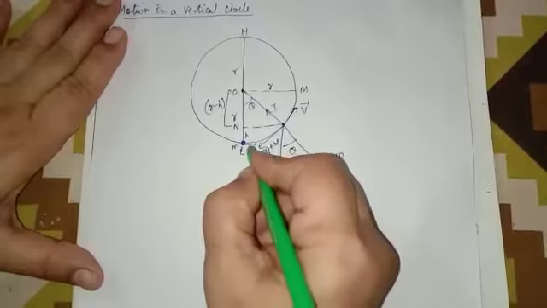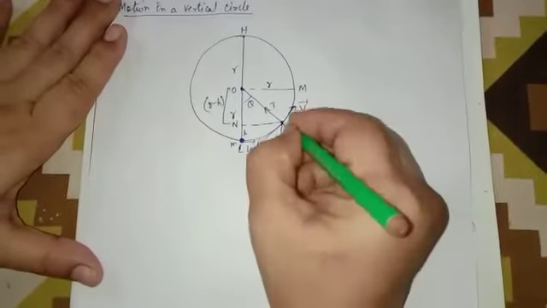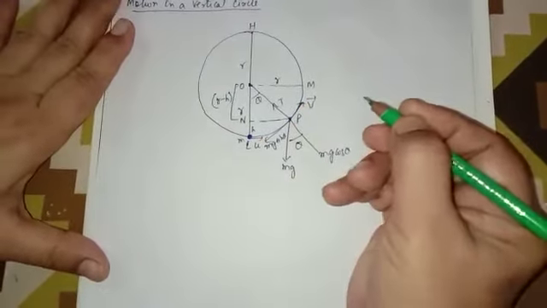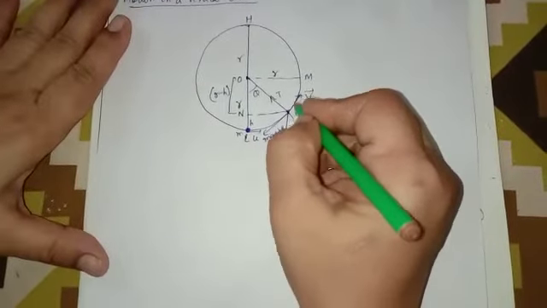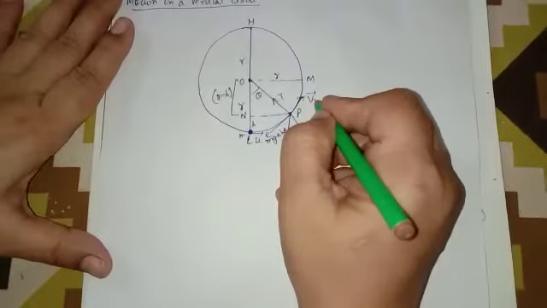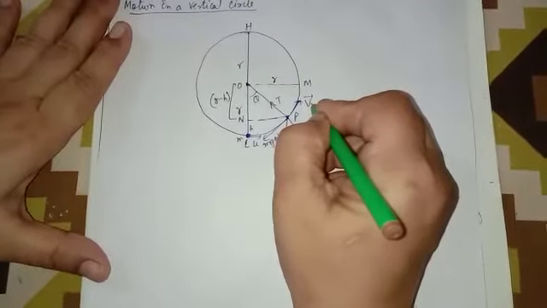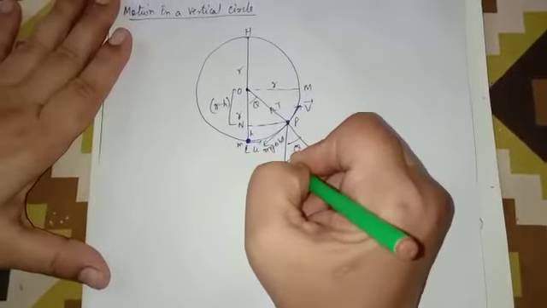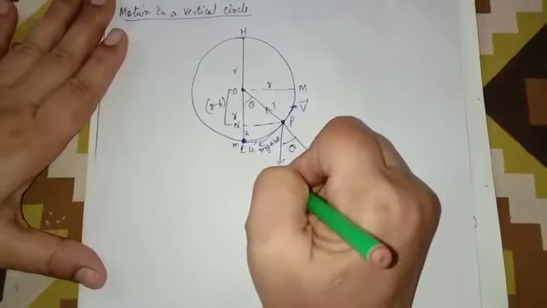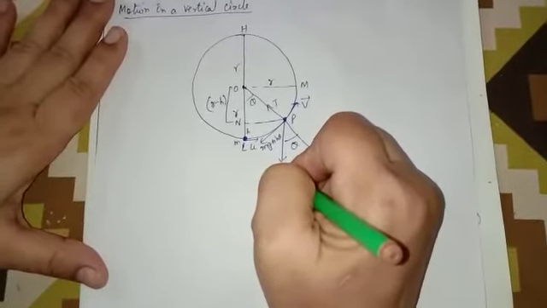Let the body during the motion reach this point, and let me call that point P. When it reaches point P, the direction of the velocity will be drawn with the help of the tangent, and let V be the velocity. So the body is here. The weight of the body is acting in the vertical direction: mg is acting vertically downward.